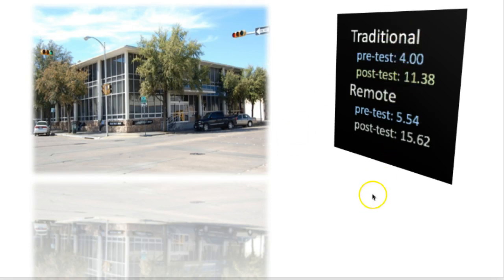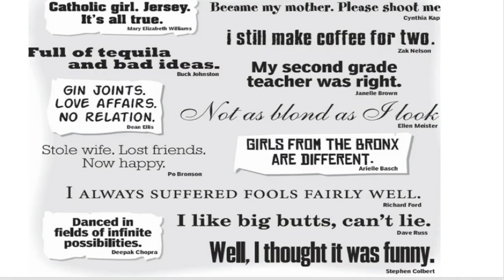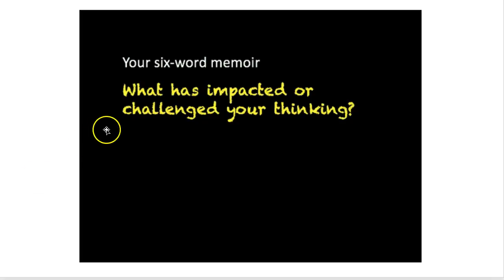And these were just some data points from a traditional group, again, and a remote group that we used, and then looked at the before and after data on that. I like this quote: mobile computing strengthens the link between online and offline life. I agree wholeheartedly. Here are examples of some 6-word memoirs that you can use, perhaps in a texting or Twitter context, to have people summarize a particular content or context.